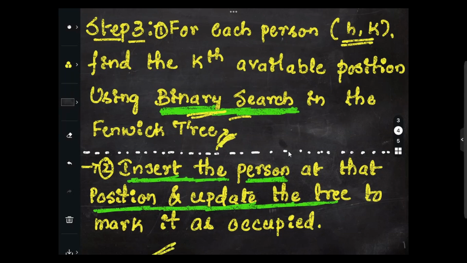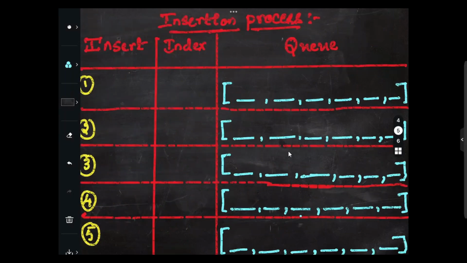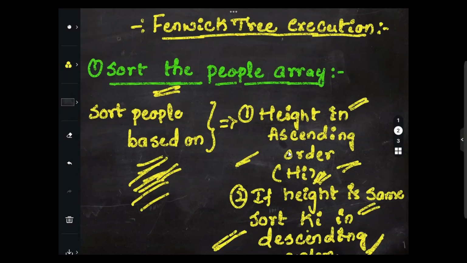Next is, let's insert the person at the position and update the tree to mark it as occupied. After inserting the person at a particular position, we have to mark that position as occupied, right? Again, we cannot fill h comma k at the same position, right? So we are inserting the person at that position and updating the tree to mark it as occupied. I hope this is clear, right? This is the second step. So let's see the insertion process step by step. Initially, we have this array. Let's come to step 2 here.